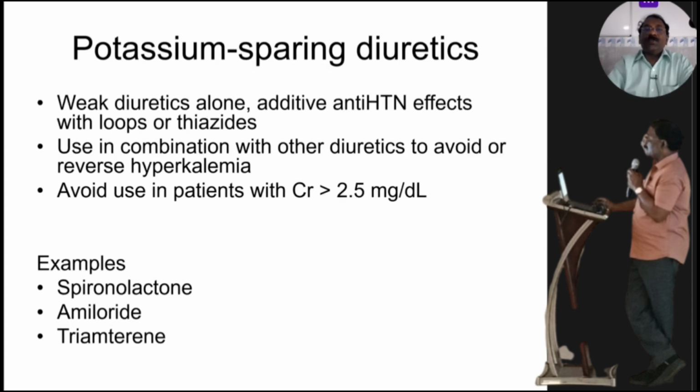A word about the potassium sparing diuretics. They are weak diuretics alone, but have additive antihypertensive effects with the loop or the thiazide diuretics. So usually we don't use spironolactone alone except in the settings of cirrhosis of the liver or portal hypertension. In all conditions where we use spironolactone, we use it in combination with other drugs, along with the loop diuretics, to avoid or reverse hyperkalemia. Avoid use in patients with creatinine more than 2.5 milligrams.